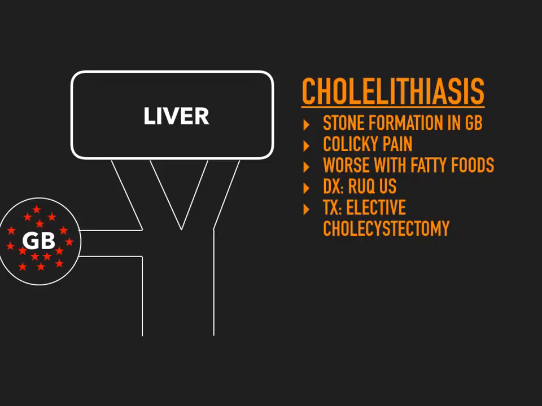So let's talk about diagnosis and treatment. To diagnose cholelithiasis, you would do a right upper quadrant ultrasound. Very simple. That's always the right answer. If you suspect cholelithiasis, you do a right upper quadrant ultrasound. And what you'll see is something called acoustic shadowing. Now, I recommend that you Google what acoustic shadowing looks like.